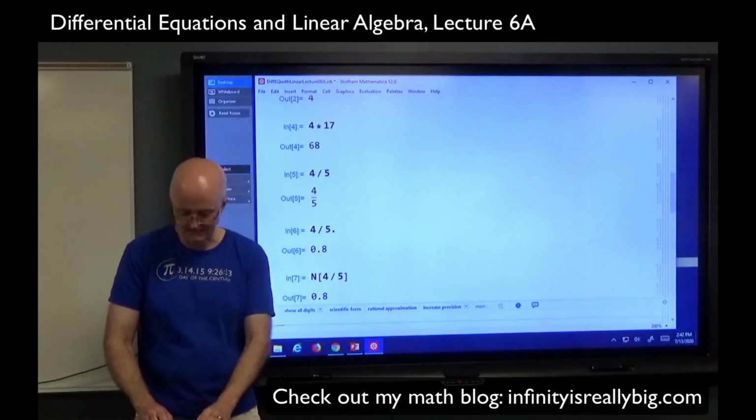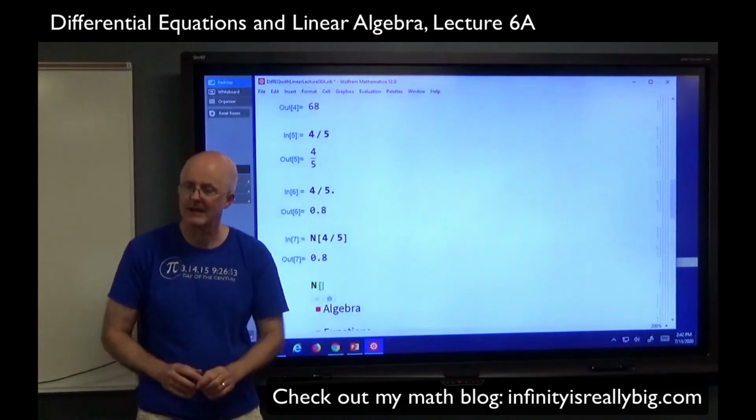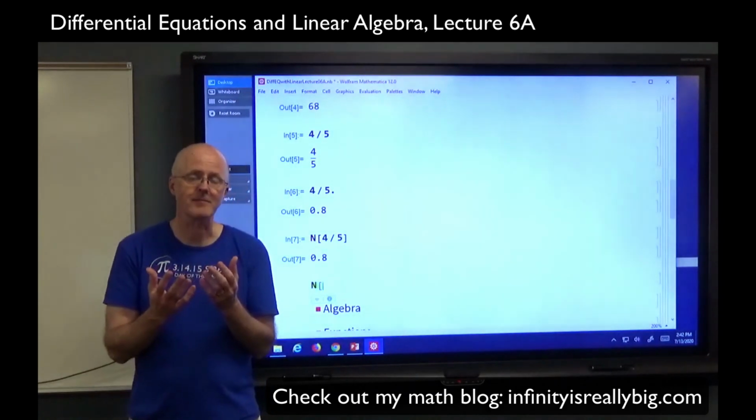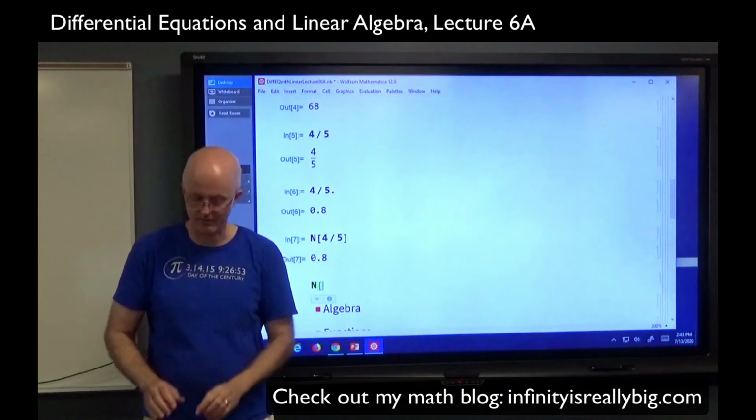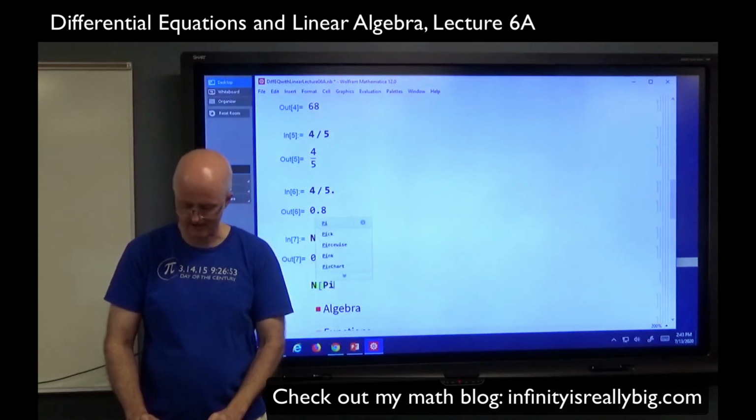You can also approximate things like pi, for example. Pi is a special number. Can I type it in Mathematica? Yes, but you've got to start with a capital letter, capital Pi.